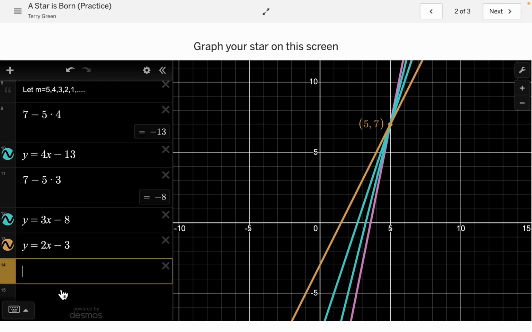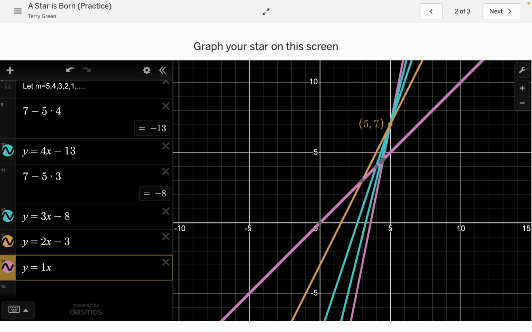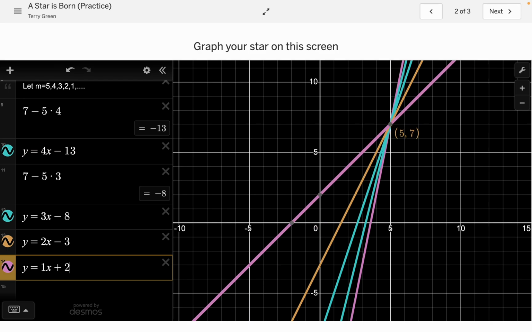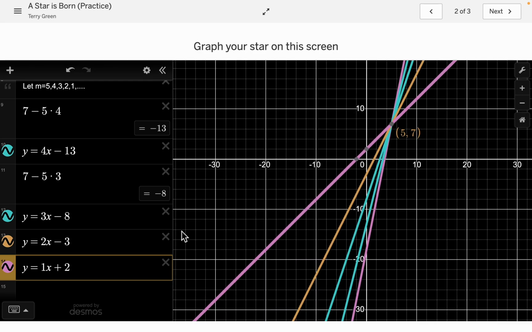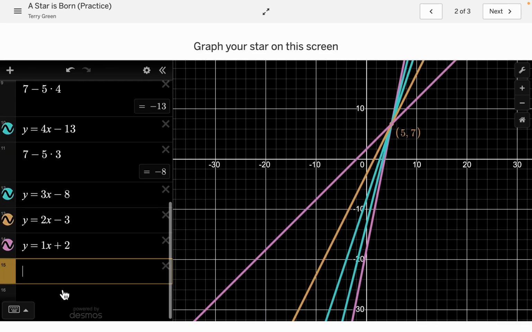So let's keep on going with the pattern now. y equals, I know I'm going to have a 1x. And I've got to add 5 to my y-intercept. That's going to give me plus 2, because negative 3 plus 5 is positive 2. And look what it does. So let's keep on going.